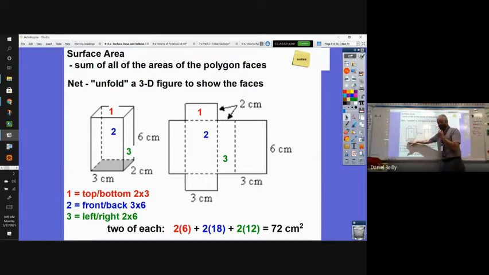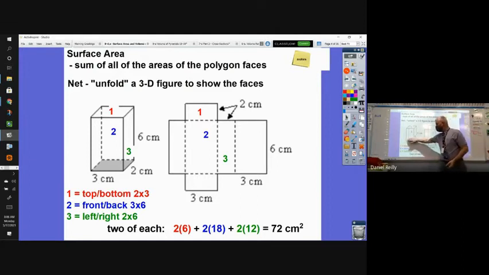The top and the bottom. Okay, in this case, that'd be this big one, right? The top and the bottom. The front and the back are the same size. And then the left and the right. So you have three different size rectangles, two of each. So you just figure out what those rectangles are.